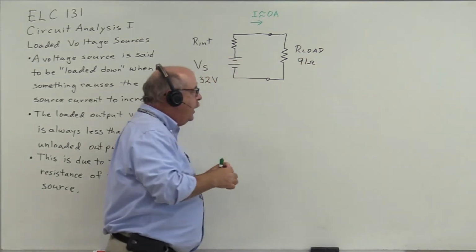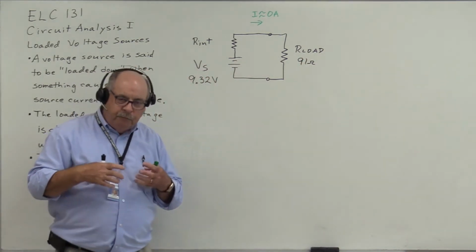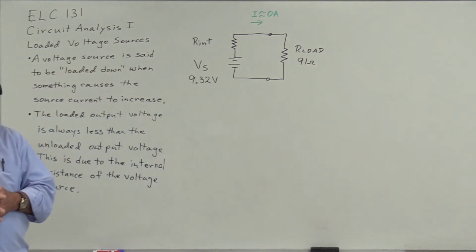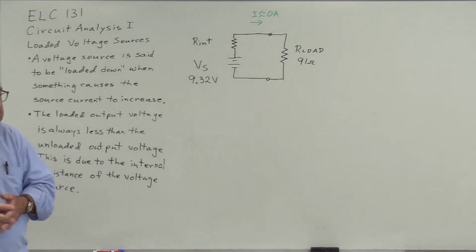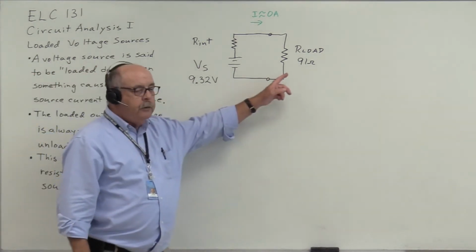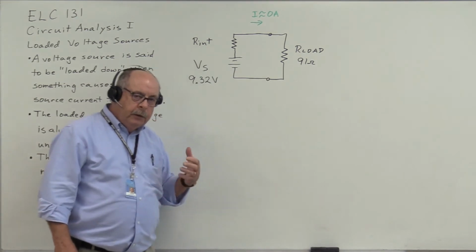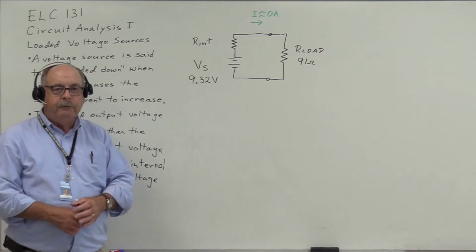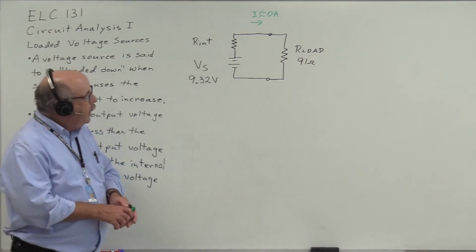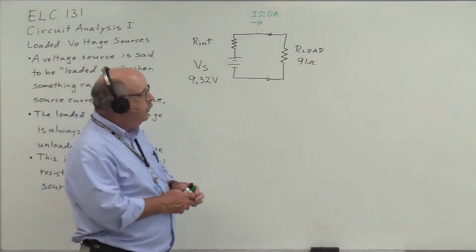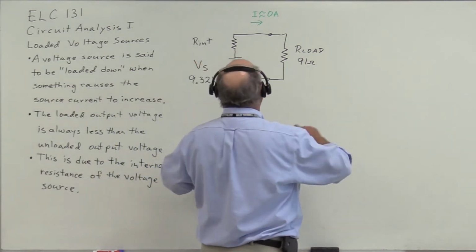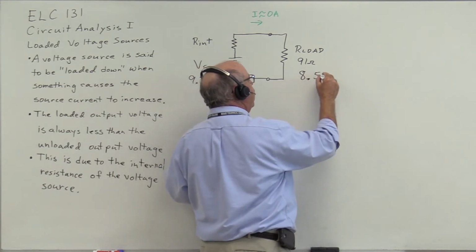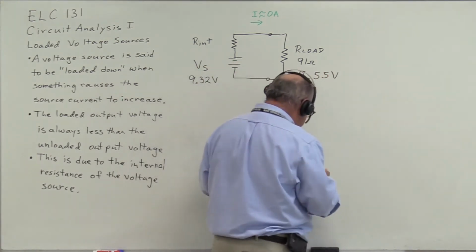And I selected 91 ohms because the full current capacity of this 9-volt battery is approximately 100 milliamps. So by selecting this value of resistor, I was able to operate this 9-volt battery in what I consider to be full load conditions. And when we connected this 91 ohm resistor, we ended up having a voltage across the load of approximately 8.55 volts.